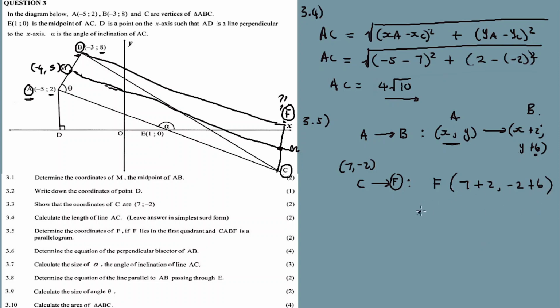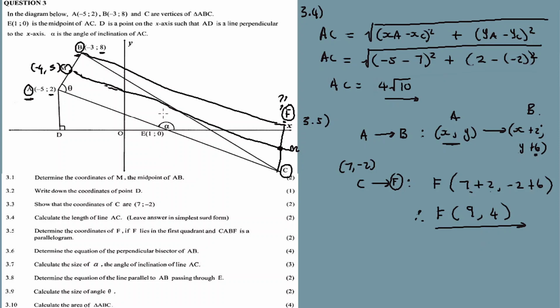So therefore the coordinates for F, what are they again? 7 plus 2 is 9, and negative 2 plus 6 is 4. Now I have my coordinates of F.